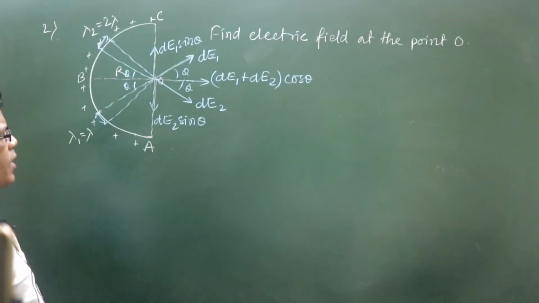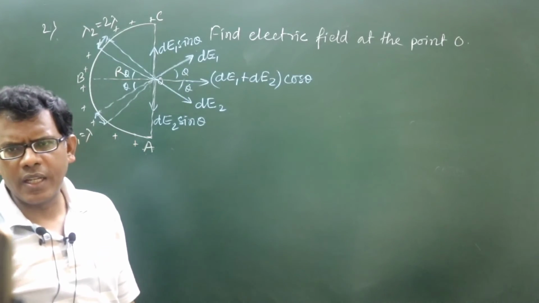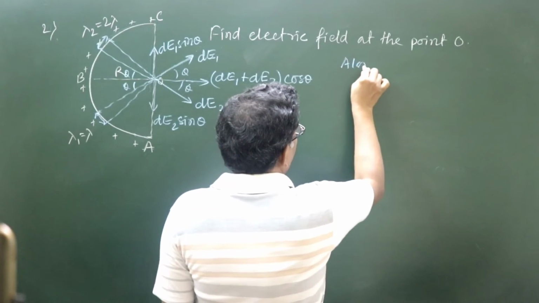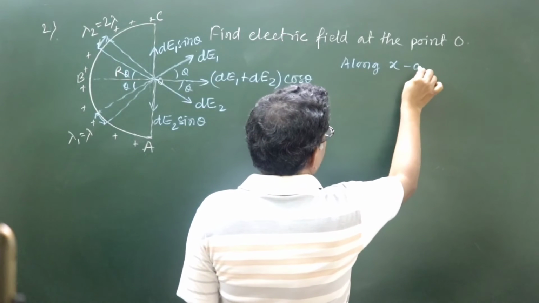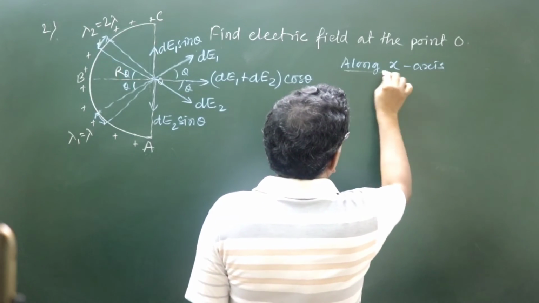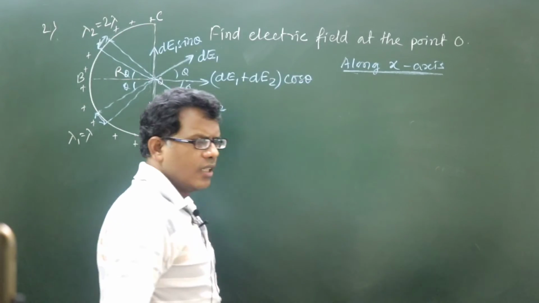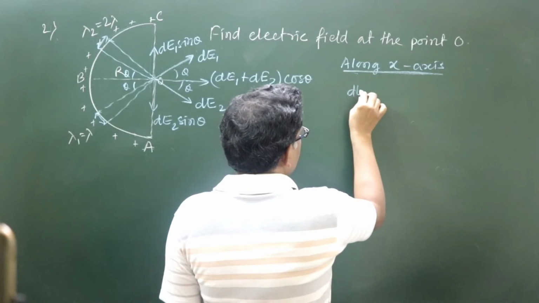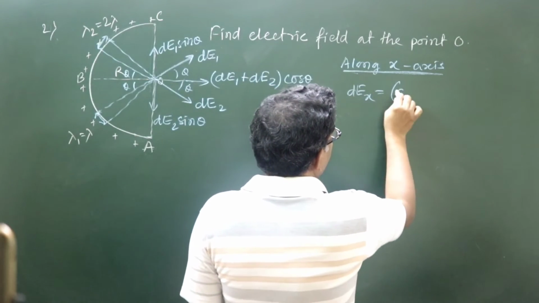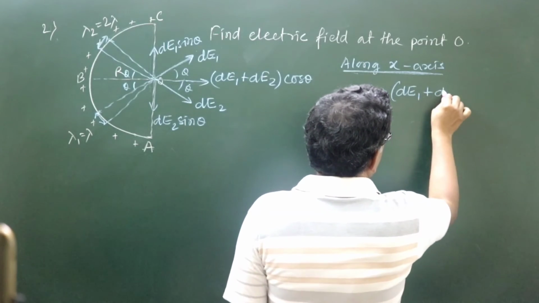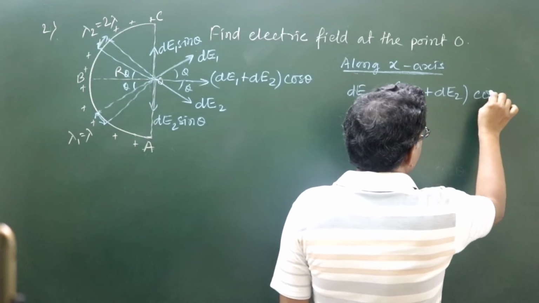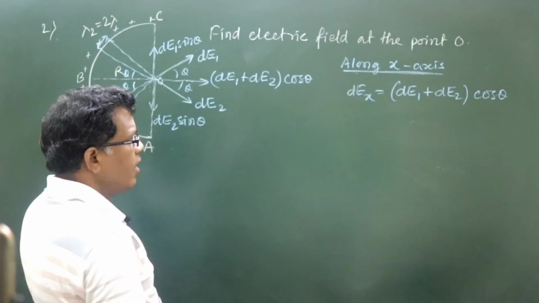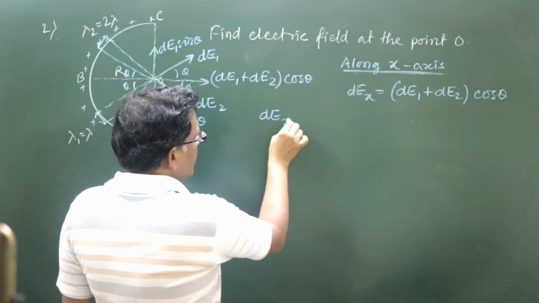So that means something on x axis, something on y axis. We can discuss it like this. Along x axis, or along the axis of symmetry, that also you can say, dEx will be dE1 plus dE2 cos theta. We can elaborate this. How can we elaborate this dEx?